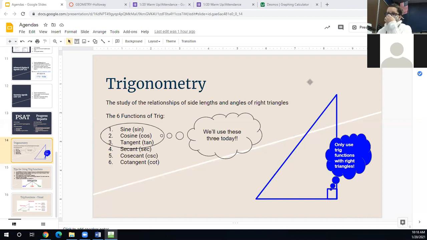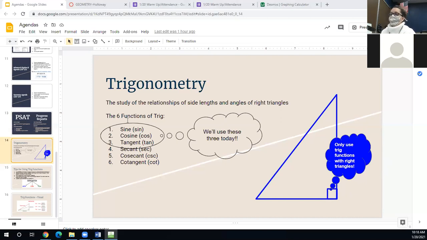All right, trig. I know you've heard this word, so it's been daunting. It is a little bit daunting, but that's okay. We're going to get through it. Trigonometry is the study of the relationships of side lengths and angles of right triangles. So keep that in mind: only use trig functions with right triangles. There are proofs and theorems that go with trig functions and non-right triangles, but we're not learning that this year. We're only learning them with right triangles.